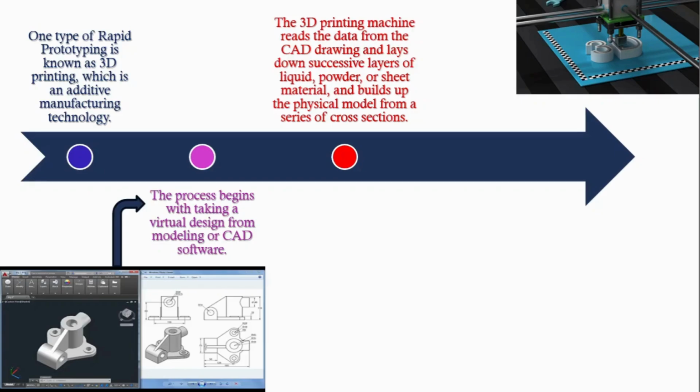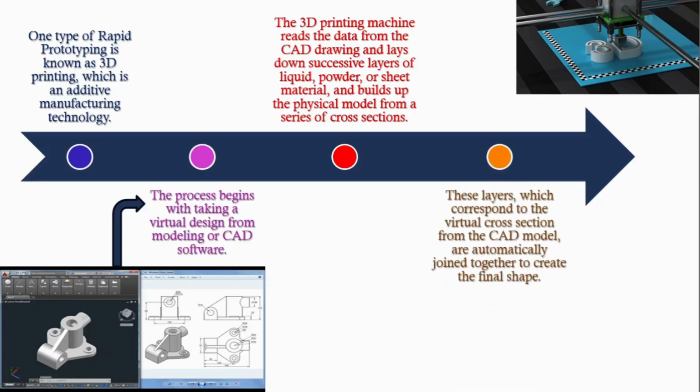And what is the machine doing? The machine is building the physical model of the product based upon your input. These layers, which correspond to the virtual cross sections from the CAD model, are automatically joined together to create the final shape. You are using either powder, liquid or sheet material and laying down the layers, and after solidification these layers join with each other, and by this your product is developed.